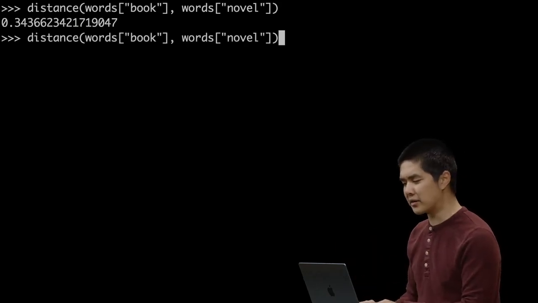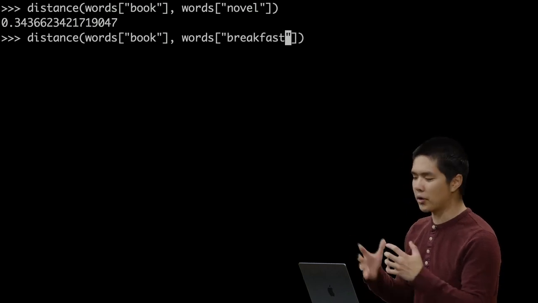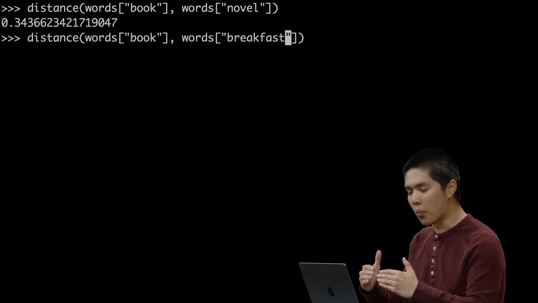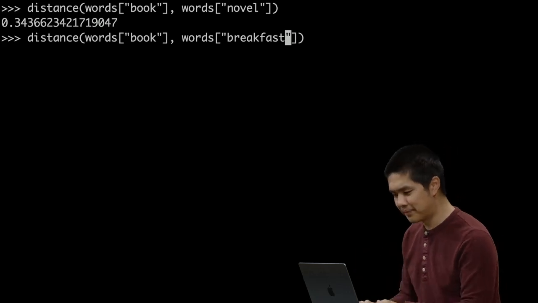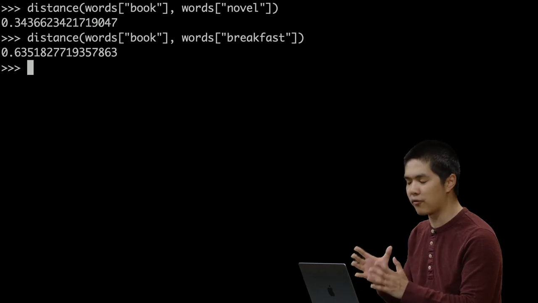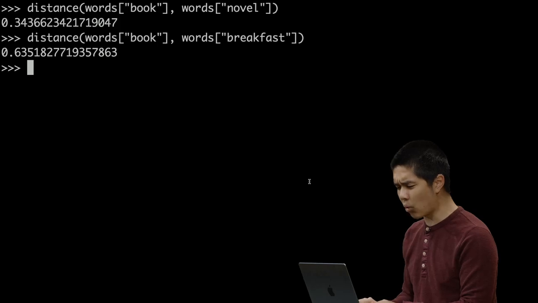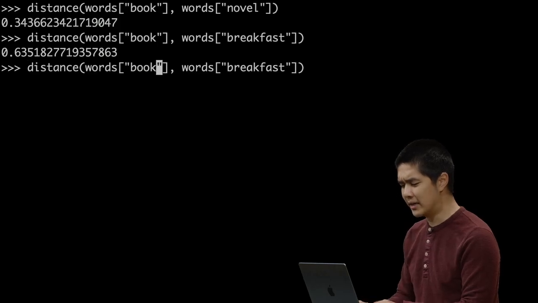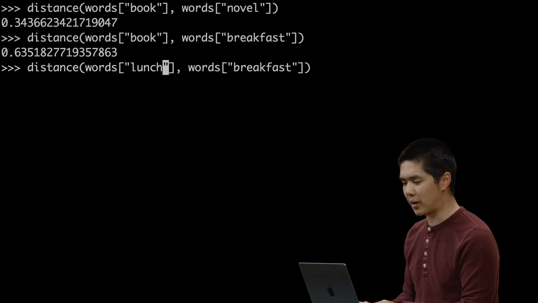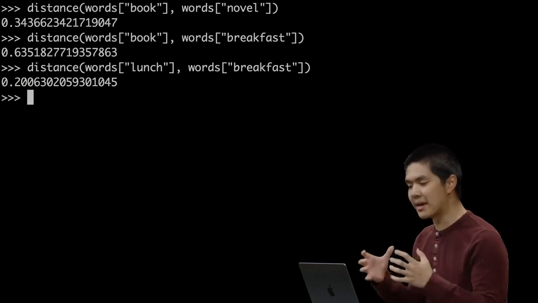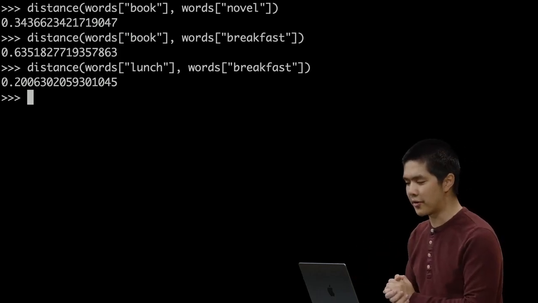And so now, what is the distance between book and, let's say, breakfast? Well, book and breakfast are more different from each other than book and novel are. So I would hopefully expect the distance to be larger. And in fact, it is 0.64 approximately. These two words are further away from each other. And what about now the distance between, let's say, lunch and breakfast? Well, that's about 0.2. Those are even closer together. They have a meaning that is closer to each other.